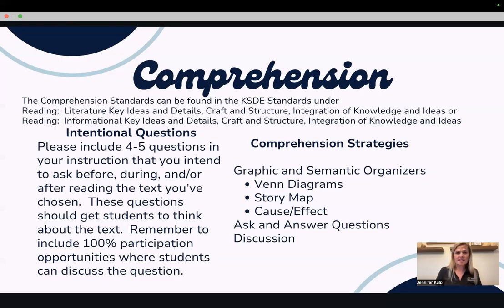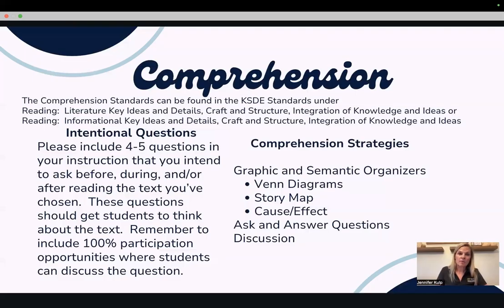You can find the comprehension standards and the KSDE standards under reading literature. If you're reading a fiction text, under key ideas and details, craft and structure, integration of knowledge and ideas. Or if you're reading an informational text or nonfiction, you'll look under reading informational, key ideas and details, craft and structure, integration of knowledge and ideas. Look in these areas, find a standard that you want to focus in on, just one, and write a quality objective that's going to help the students meet that standard and create an assessment as well.